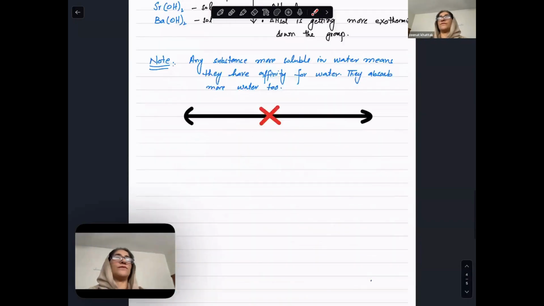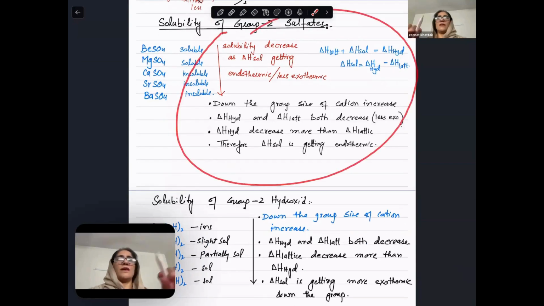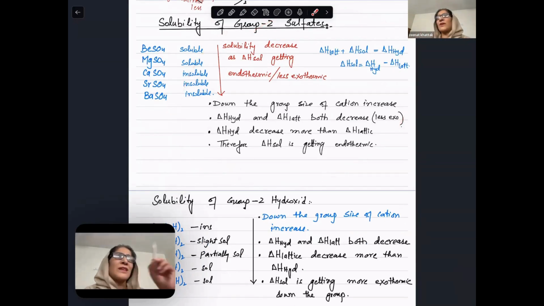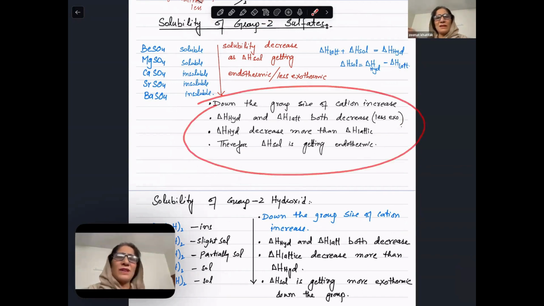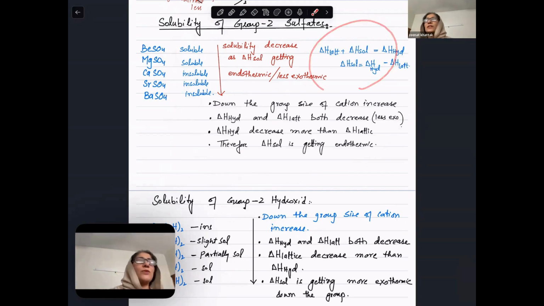So look, these are the notes. It's a small topic. The questions are quite simple and clear, 3-mark or 4-mark questions. Sometimes in the old papers they were 4 marks, but now they are just 3 marks. You have to describe the trend in terms of enthalpy changes. And what are these enthalpy changes?